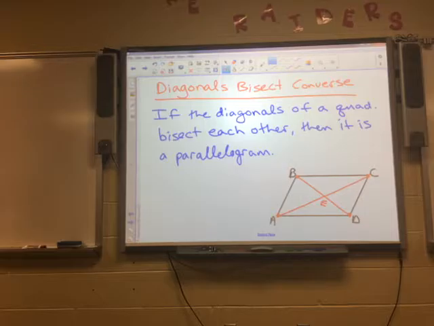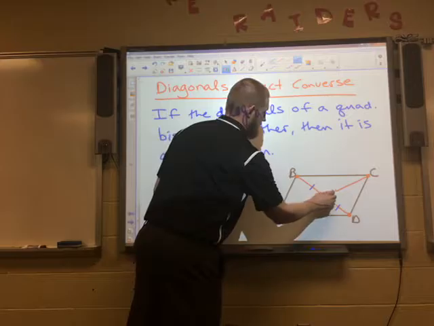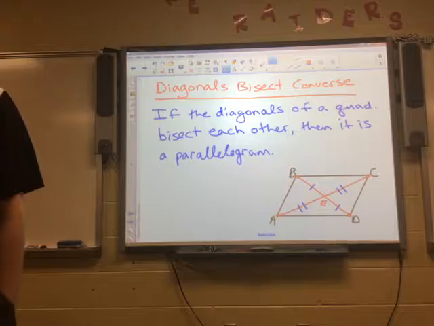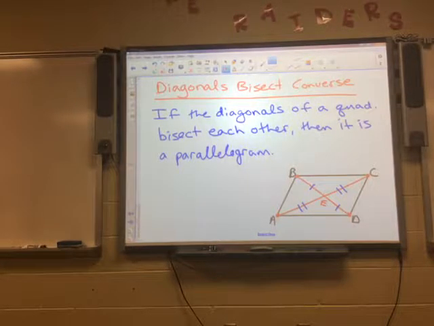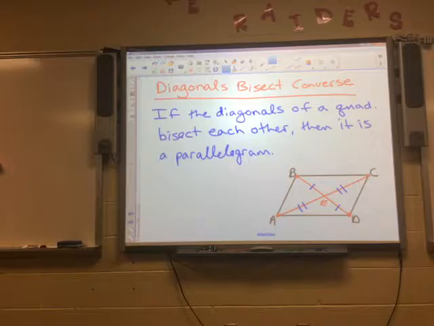Okay. If that's the case, to prove that this is a parallelogram, what would have to be marked on there, Matthias? BE is congruent to DE. AE is congruent to CE. Good. BE would have to be congruent to ED, and AE would have to be congruent to CE. Does that mean that CE is congruent to DE? No. It might be, but it doesn't have to be. Okay, so just be aware of that.